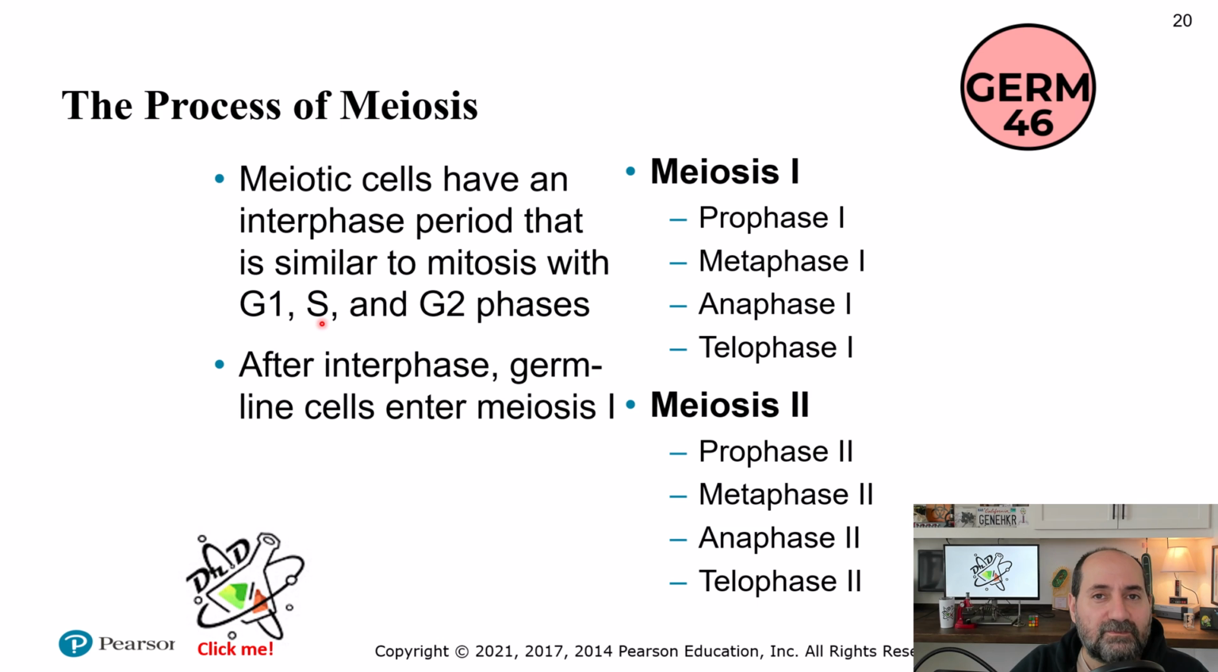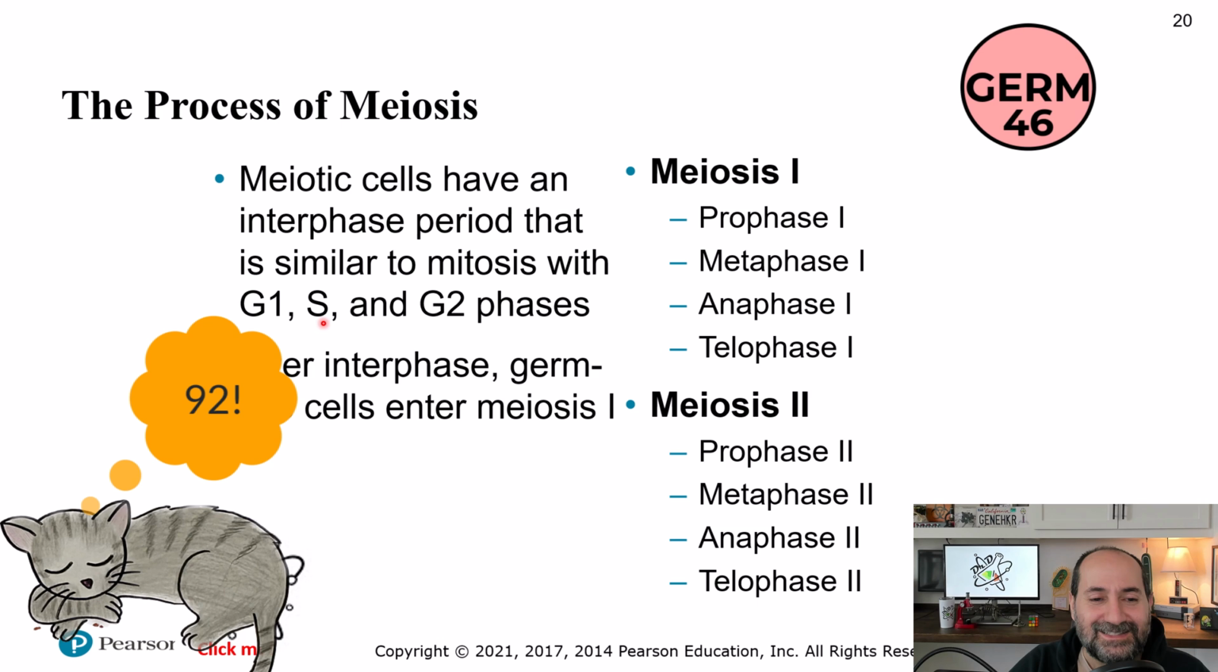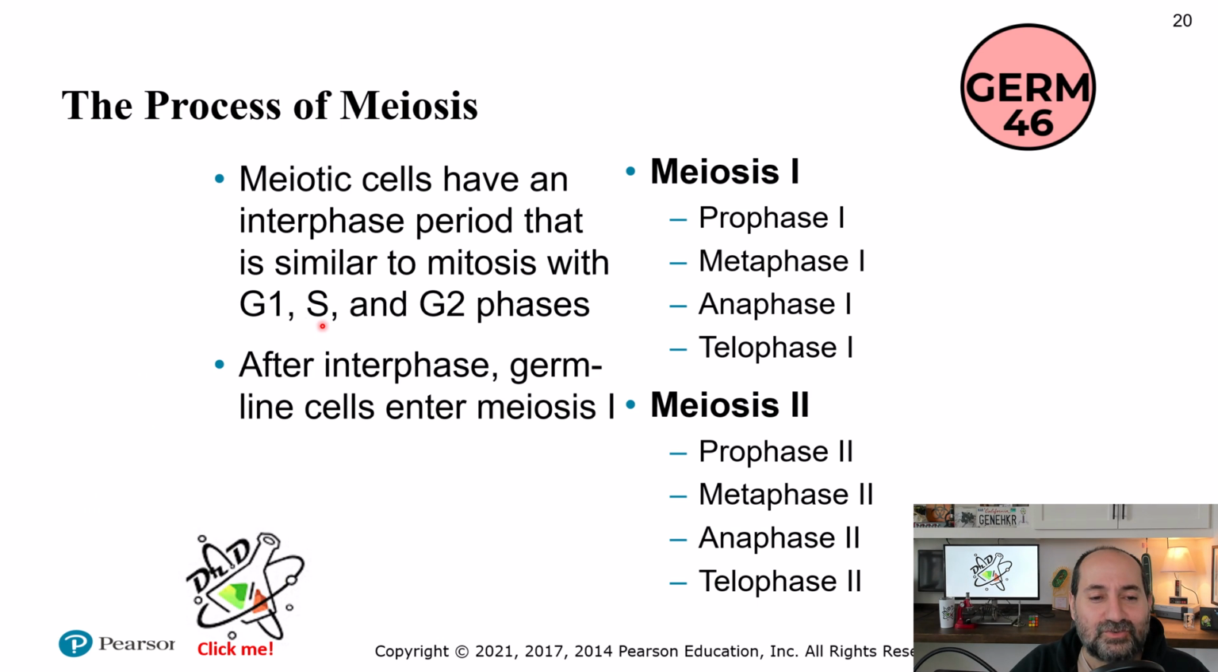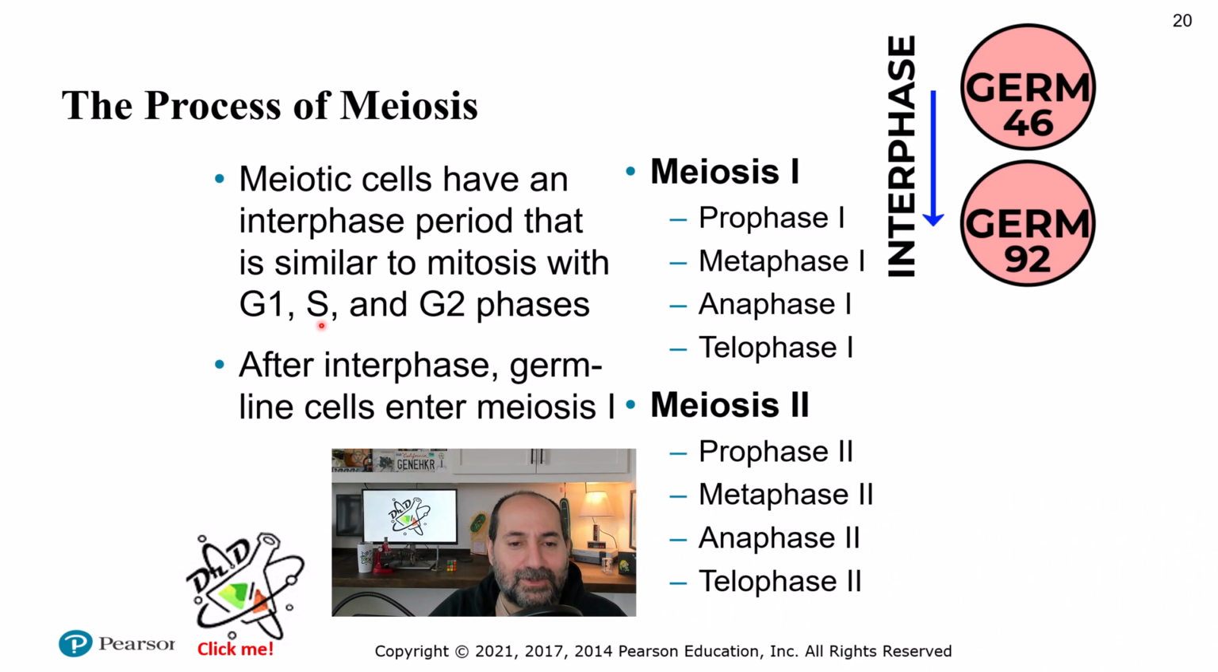So if you started with 46 chromosomes, and then during interphase, S phase, those chromosomes are replicated, how many chromosomes would the germ cell have now? That's right, 92. 92 chromosomes, right? Your 46 chromosomes get replicated. So now that germ cell possesses 92 chromosomes. And then remember, following S phase is G2 phase. This is the phase where the cell continues to grow, but it also replicates the centrioles and the centrosomes. And now you're all good to go. You're ready for the process of meiosis.